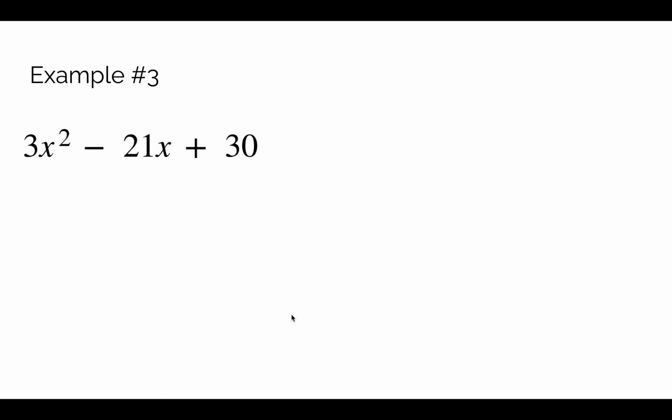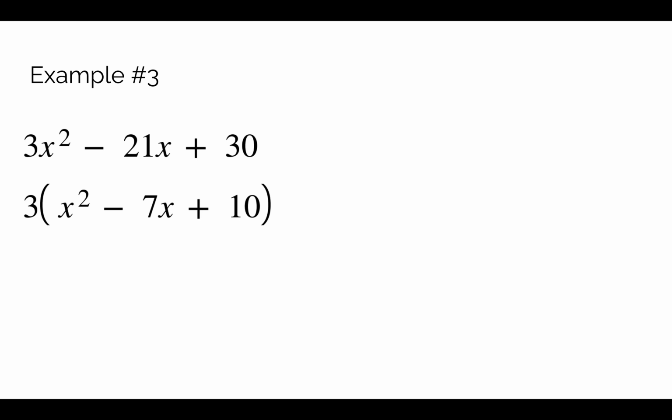Example number 3, 3x squared minus 21x plus 30. You might be wondering, well, in this case, our a value isn't 1, so how is this easy trinomial factoring? But if you look more closely at this, you can see that all three terms have a common factor of 3. So if we factor that 3 out, we get 3 times x squared minus 7x plus 10, which is now an expression that can be factored using the easy trinomial factoring method.